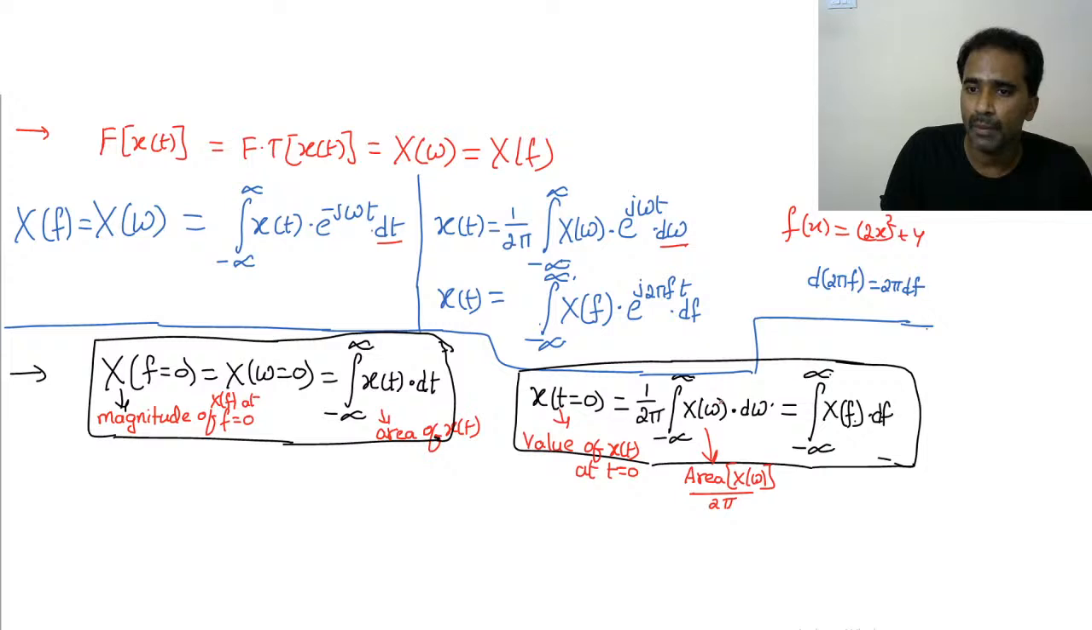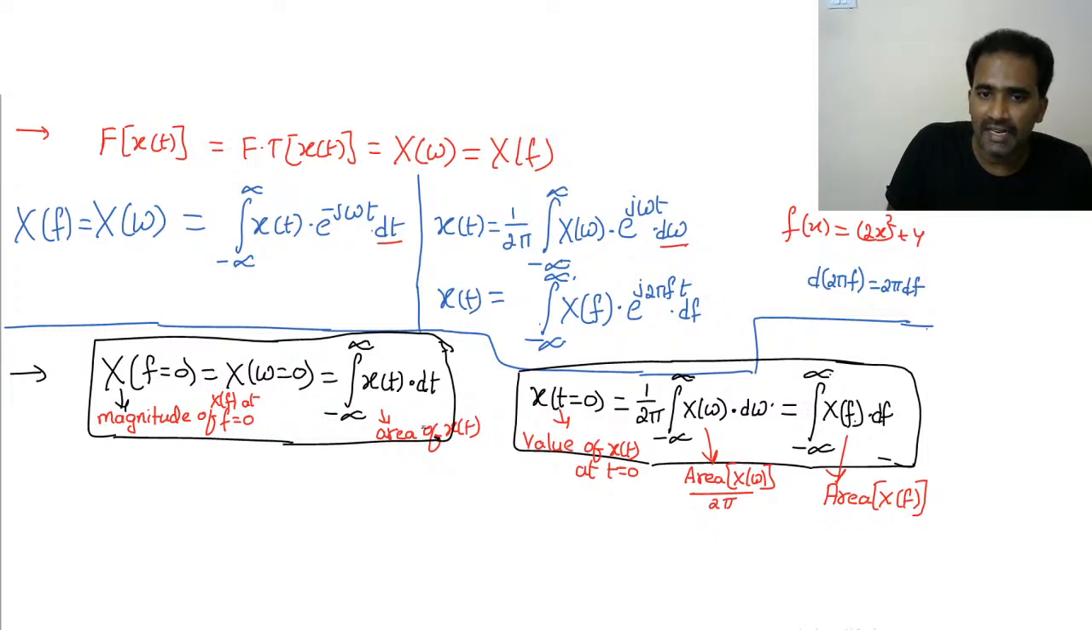Whenever you are dealing with omega, generally there will be a 2 pi factor. We will be observing this 2 pi factor in a lot of other properties that we are going to discuss in future. And whenever you are dealing with f, that 2 pi factor will be missing. Area of X of f. It's easy to remember in terms of f. Whenever we are dealing with omega, there might be a factor of 2 pi. So observe these two properties, a very simple relation.